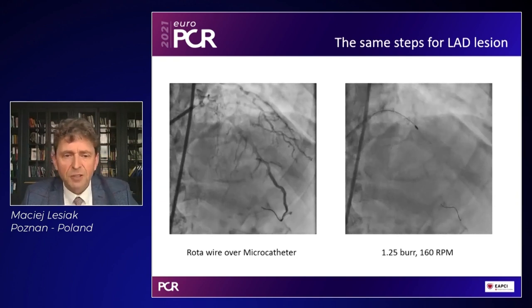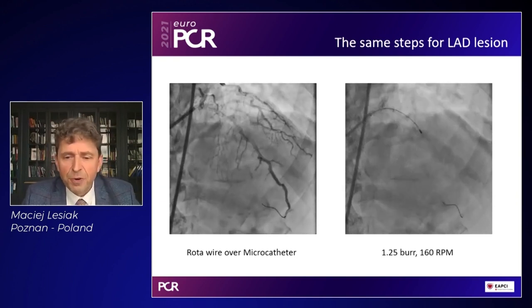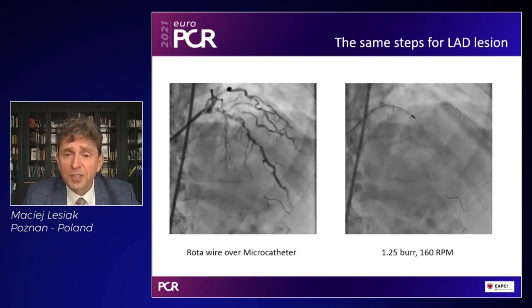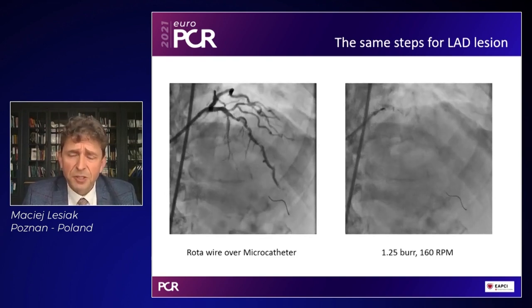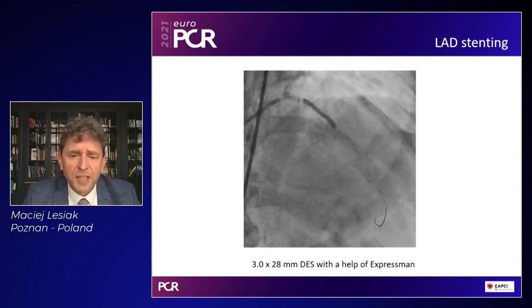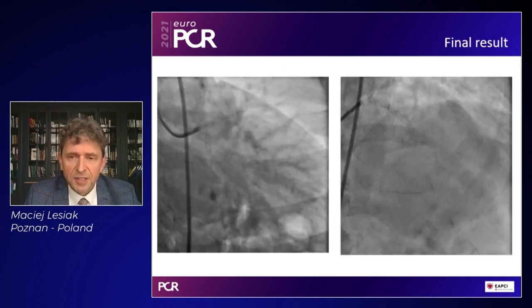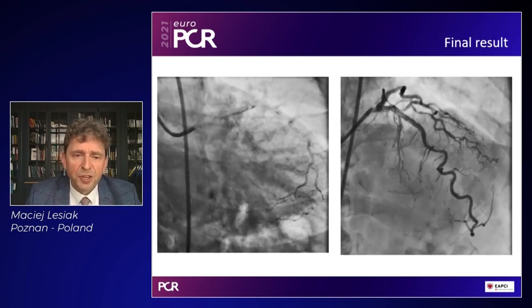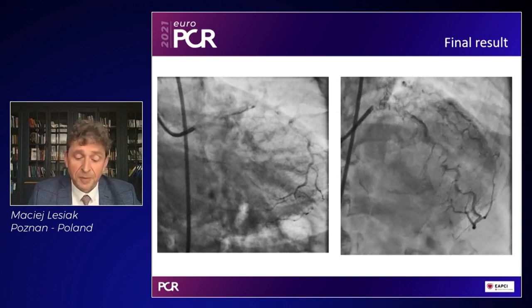So again, RotaWire with a microcatheter, 1.25 burr with 160 thousand rotations per minute. It was quite easy with this RotaWire extra support wire. Then with the help of the Expressman guide extension, I managed to deploy a 3.0 by 28 millimeter long drug eluting stent, and this is the final result, both for the left circumflex coronary artery and for the LAD. So the rest of the hospital stay of this patient was quite uneventful, and the patient was discharged home the next day after the procedure.